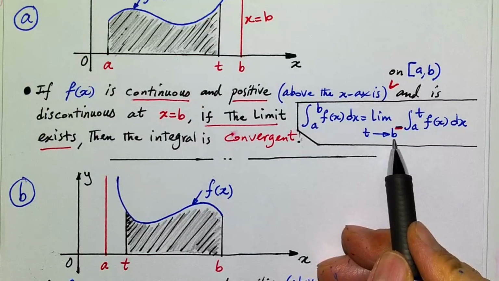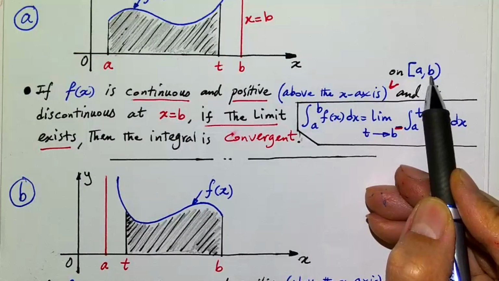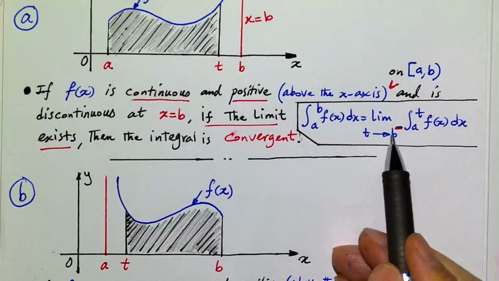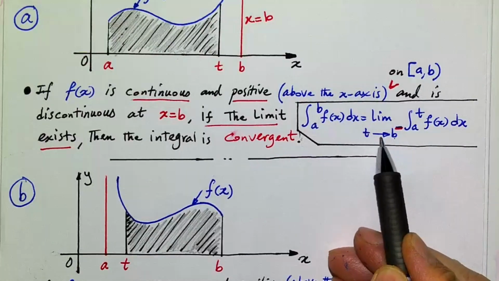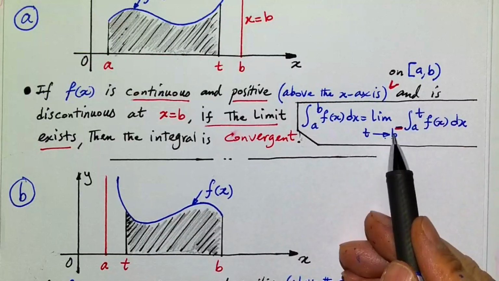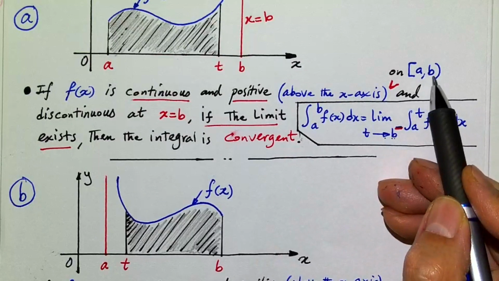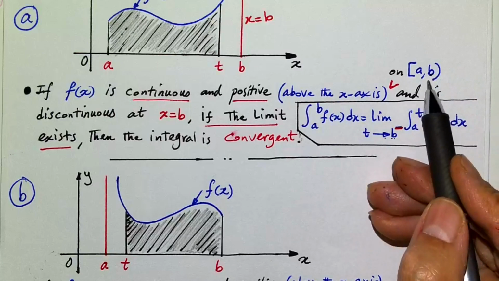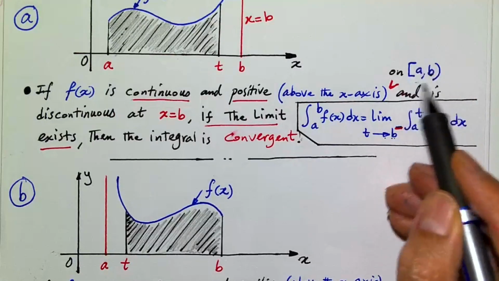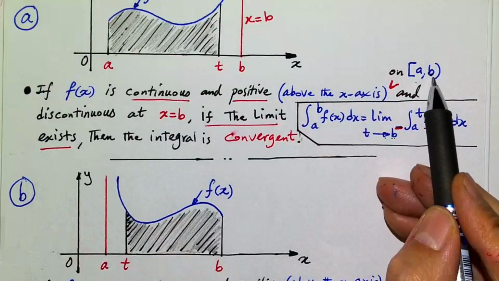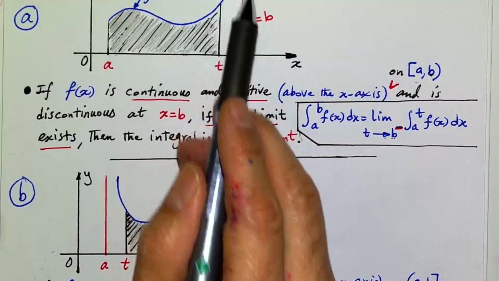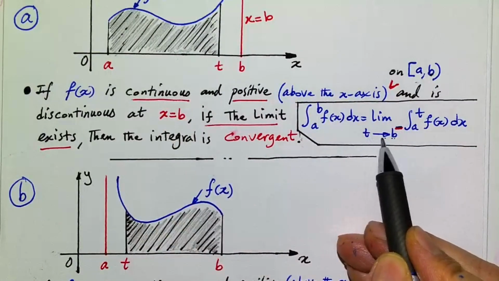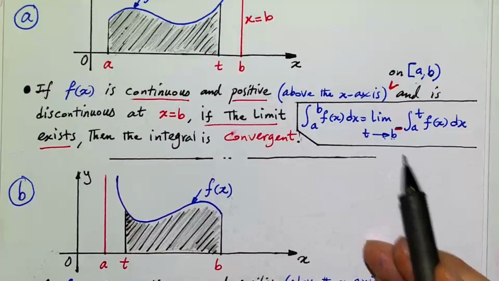Now, because in this interval of integration we can only approach b from the left side, it's important that we say t approaches b from the left side, because we cannot approach this asymptote from outside of the interval. We're only integrating over this interval, so we can only approach the asymptote, x equals b, from the left, right? And that's reflected here. t approaches b from the left side.